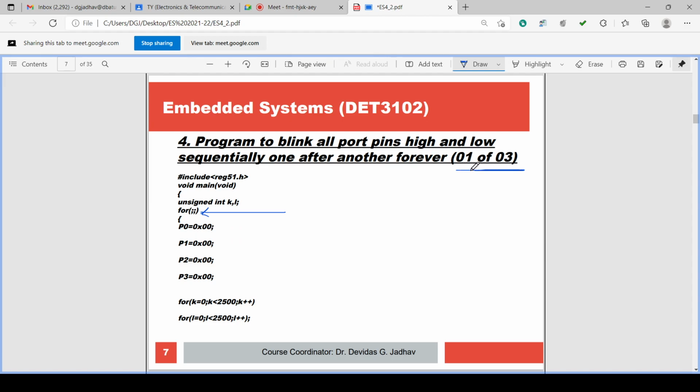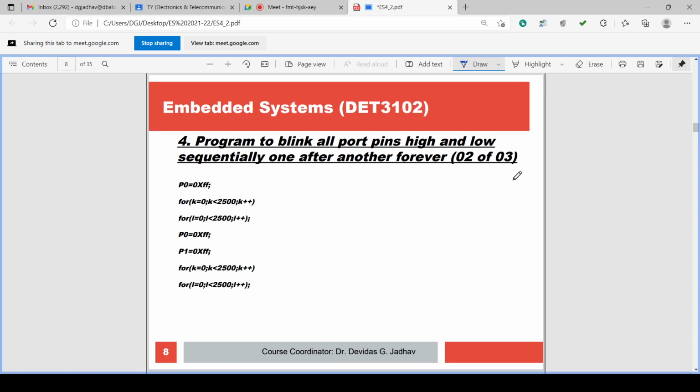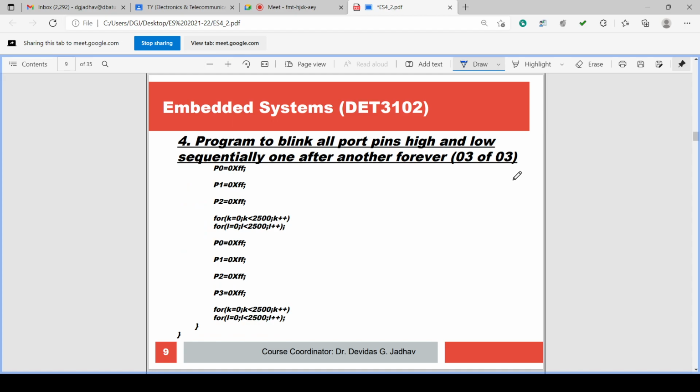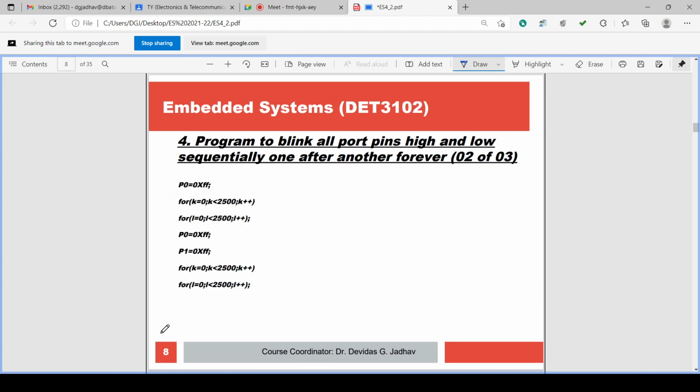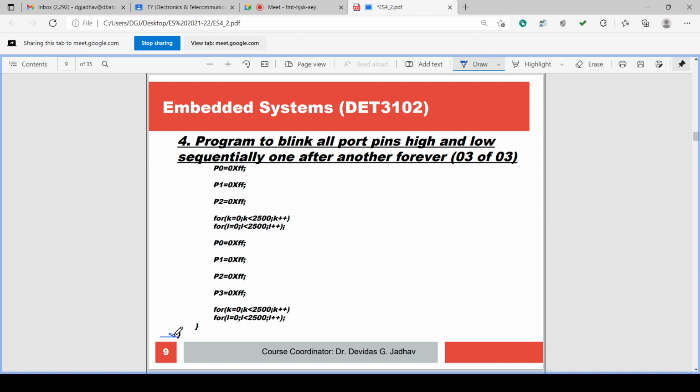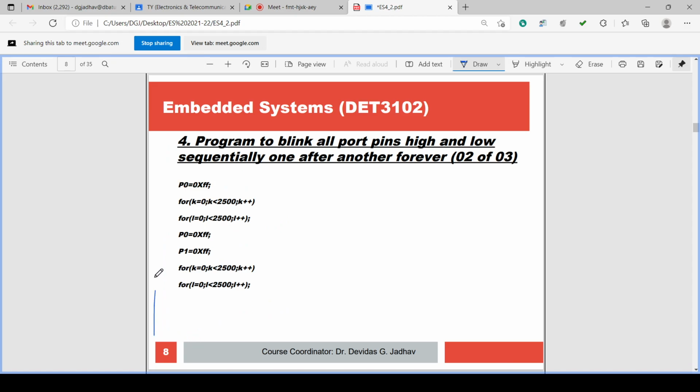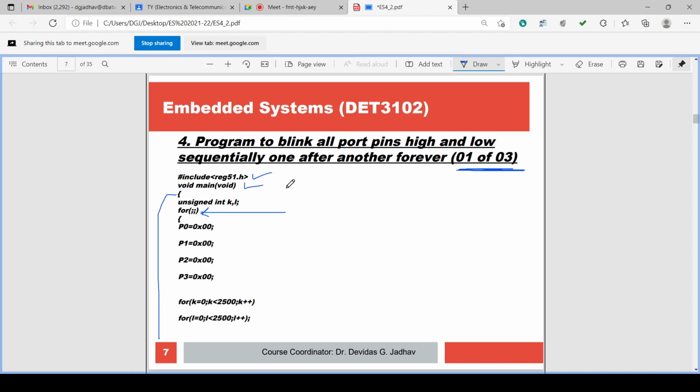Now this program is divided into three slides. This is 1 of 3, then there is 2 of 3, and then 3 of 3. So this program has 3 slides. So include REG51.H and void main(void) are there, and this is the curly bracket opening of main. The curly bracket closing of main will be at the end.